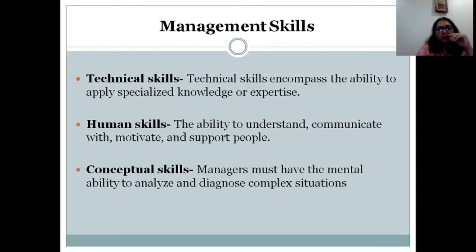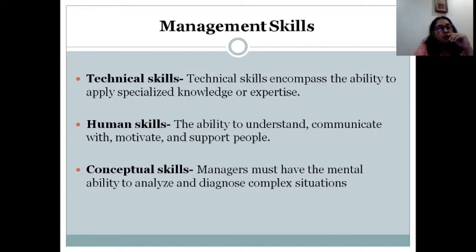Now, talking about management skills, the manager should acquire certain skills in order to be effective. Broadly, there are three skills, namely technical skills, human skills, and conceptual skills. What are technical skills? These skills encompass the ability to apply specialized knowledge or expertise, as we say. When we talk about professionals like doctors and engineers, they gain technical skills through extensive formal education.